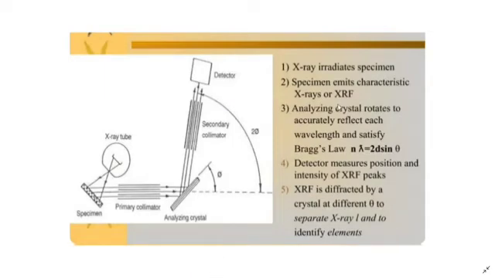Here we can see the X-ray, that is the specimen. The specimen emits characteristic X-rays, or XRF. The analyzing crystal rotates to accurately reflect each wavelength and satisfy Bragg's law, lambda equals 2d sin theta. The detector measures the positions and intensity of XRF peaks, and XRF is diffracted by the crystal at a different theta to separate X-ray lines to identify elements.